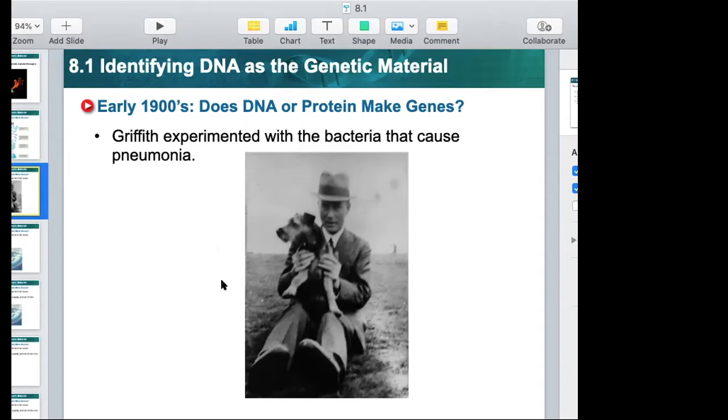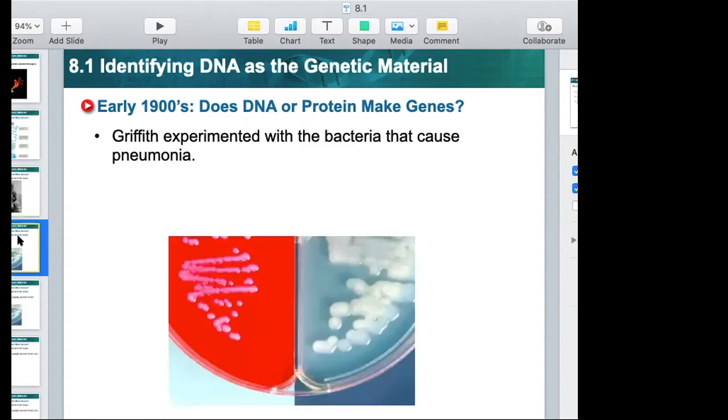It was in 1928 when he did these experiments with bacteria. So he looked at 2 different kinds of bacteria. You have smooth bacteria on this side and rough on this side. Rough bacteria is called rough because the colonies it makes are little dots and look kind of rough. Smooth bacteria makes bigger colonies.